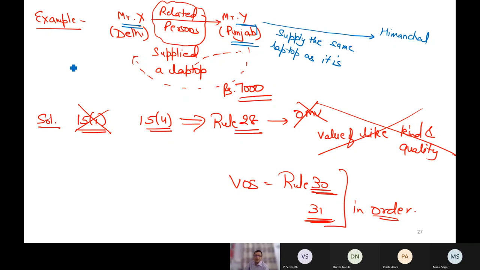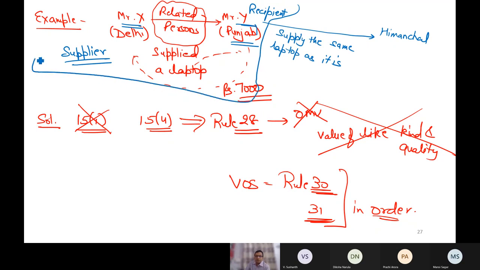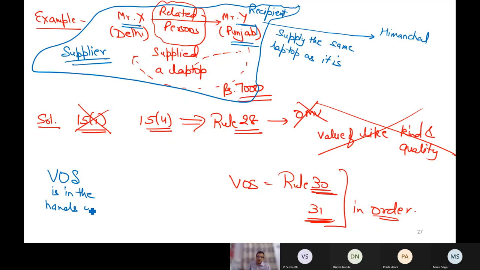Now in my case, I am computing the value of supply from the supplier's point of view. So this is the supplier, the Delhi person, and the Punjab person is the recipient. My intention is to cover this category or this table. I am not concerned about what this Punjab recipient is doing. So whatever answer I determine, that answer is in whose hands? My value of supply answer is in the hands of Mr. X. I'm not concerned about what this Punjab recipient will do, but my value of supply is in the hands of Mr. X. So the value of supply is dependent upon whether open market value is available, not available, or rule 30 or 31.